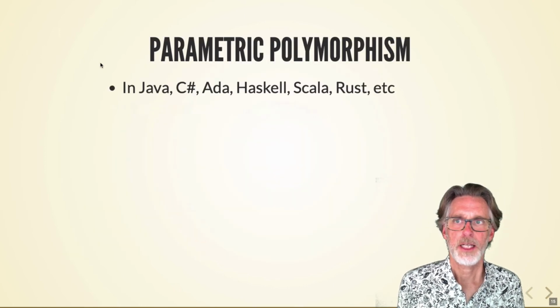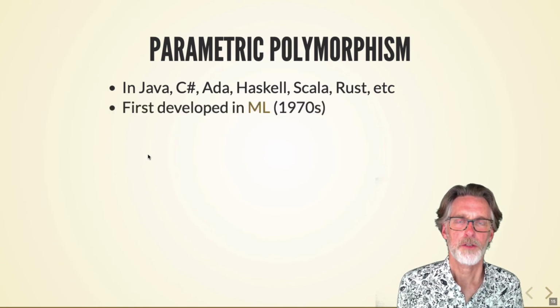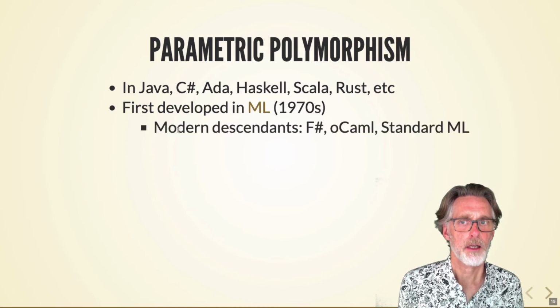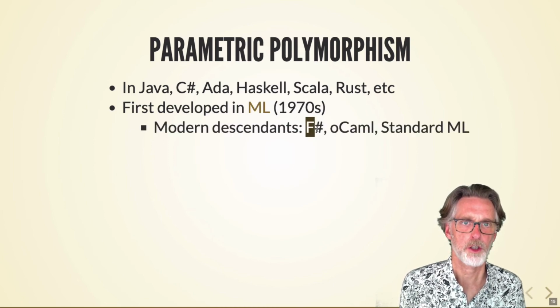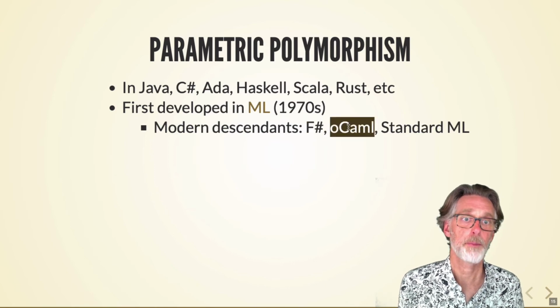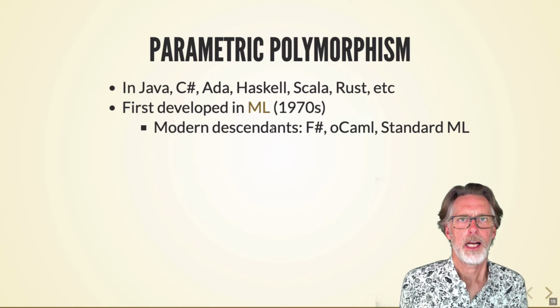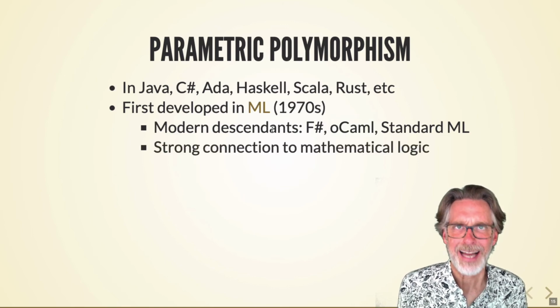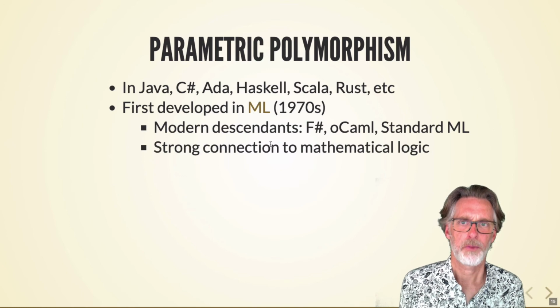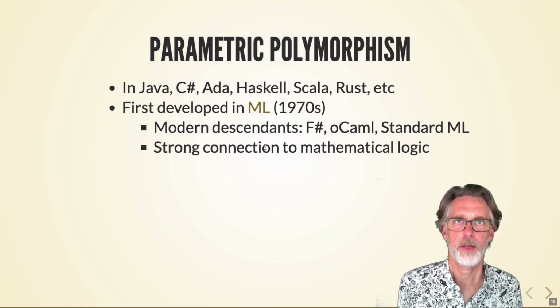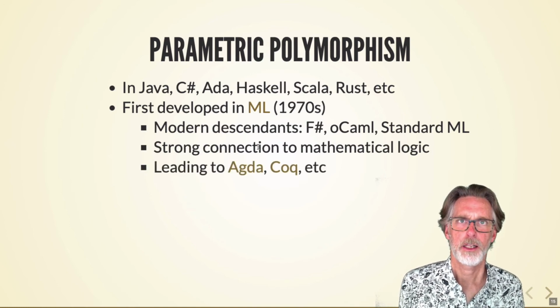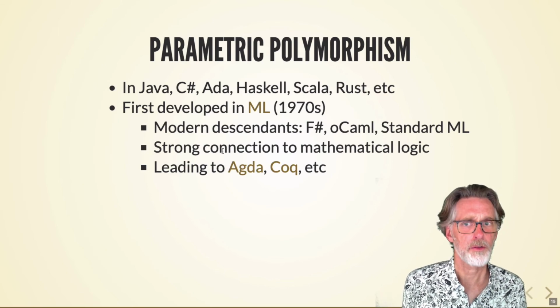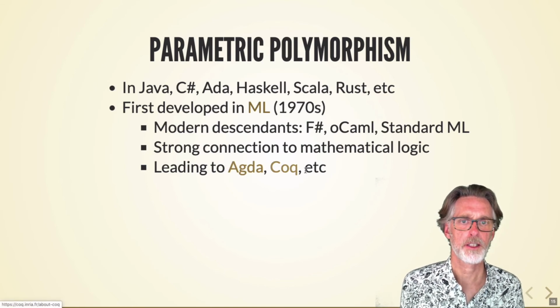Parametric polymorphism is found in almost every modern statically typed language. It was first developed for ML in the 1970s. ML has lots of modern descendants, including F# from Microsoft and the very popular OCaml programming language from INRIA in France. ML was originally a meta-language for a theorem prover, and there's strong connections between the language and mathematical logic. This has led to the development of full theorem-proving languages such as Agda and Coq.